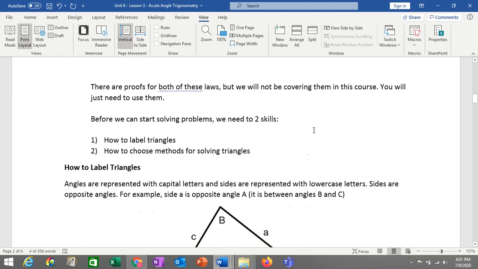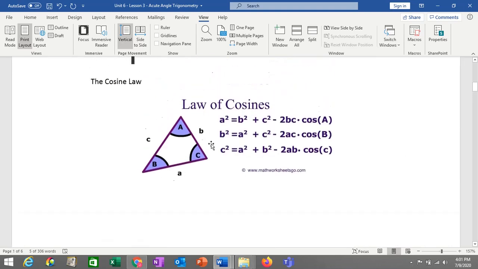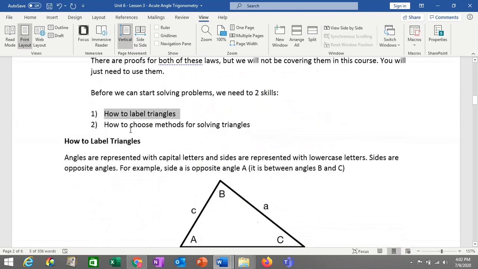Okay, but before we can start solving these problems, there are 2 things that you need to know. You need to know how to label these triangles, which might seem easy, and it actually is easy, but if you don't know this process, it might seem a little weird. And then you have to know which method are you using. So I'm giving you all these formulas. How do you know which one to use? So once you know those 2 things, then you'll be able to apply the formula as needed.